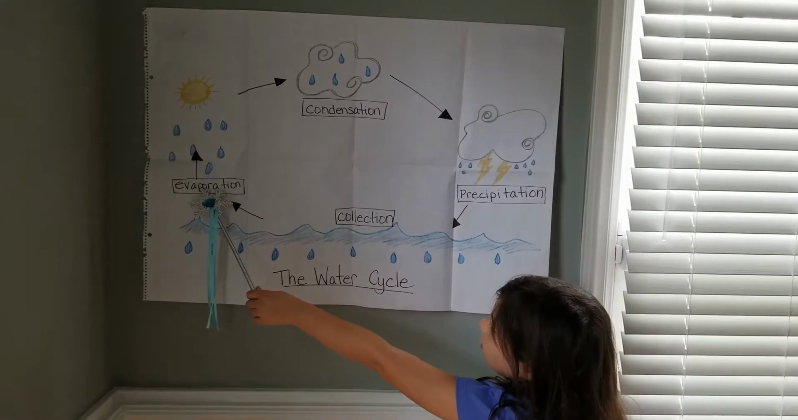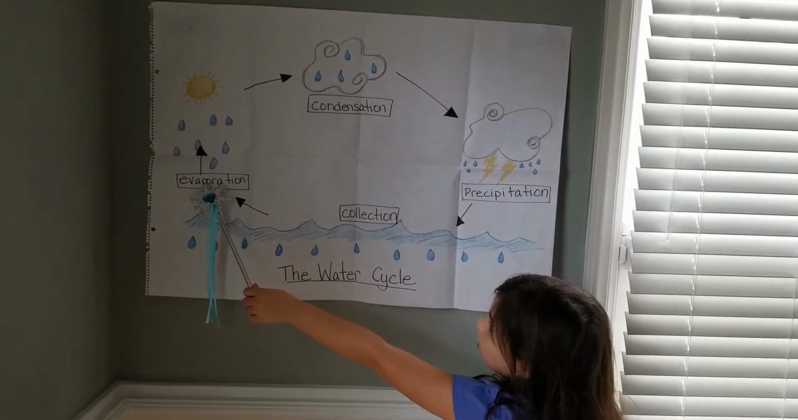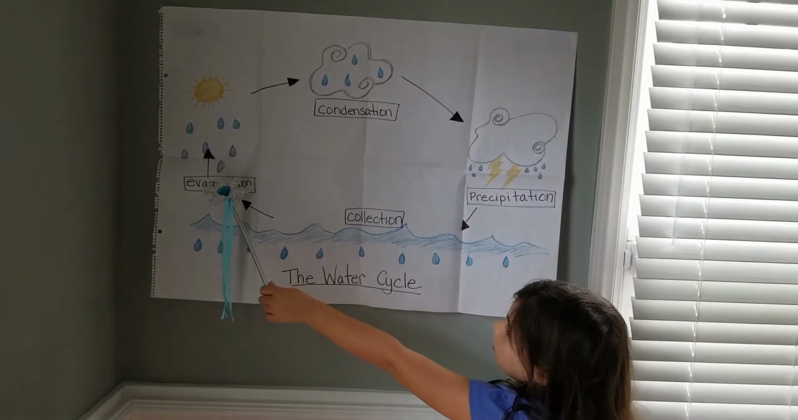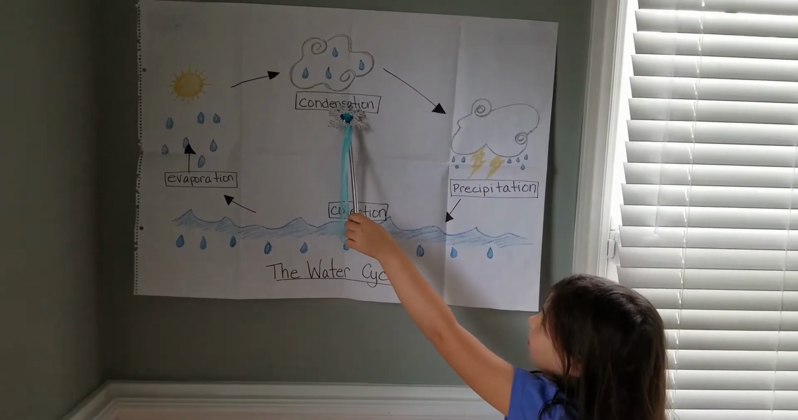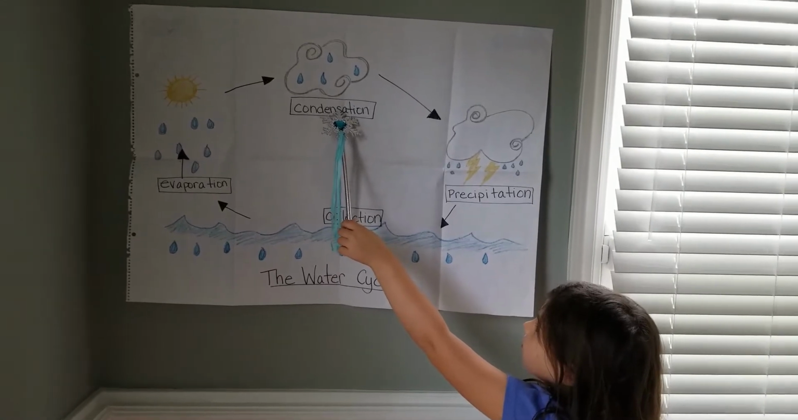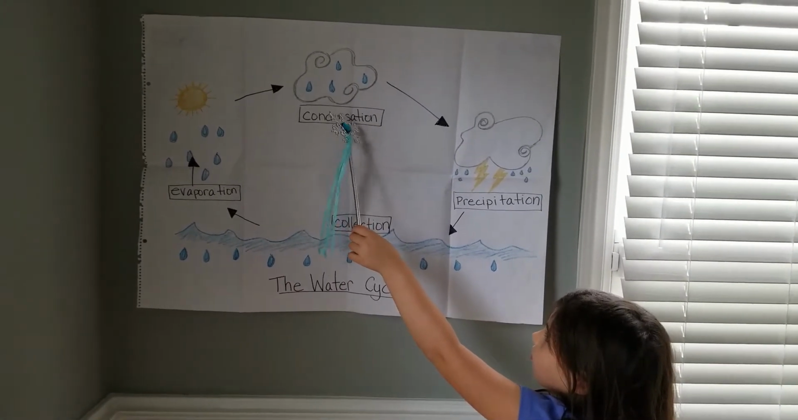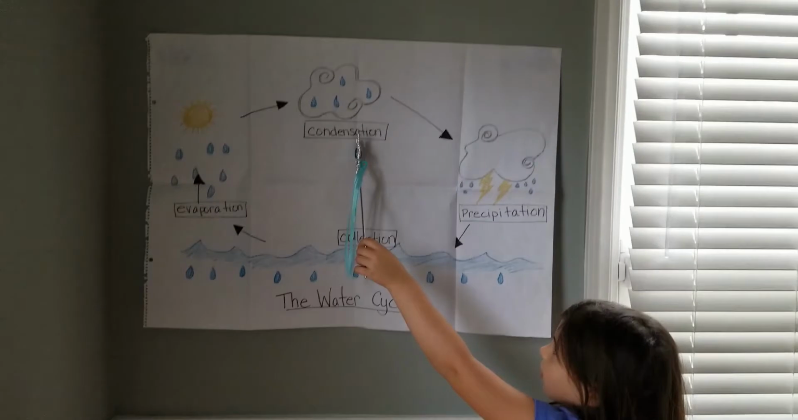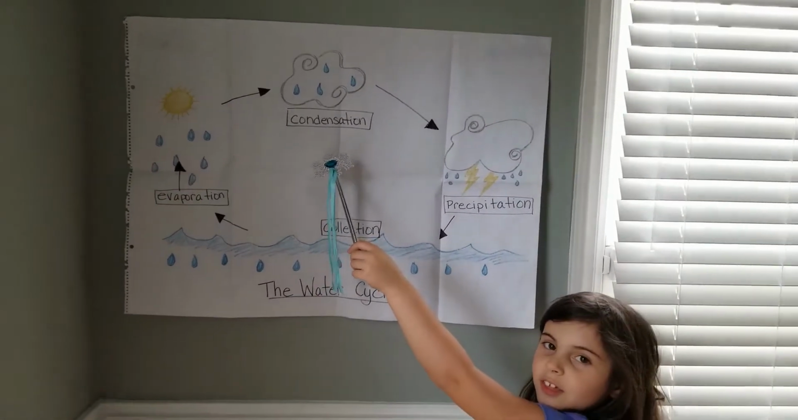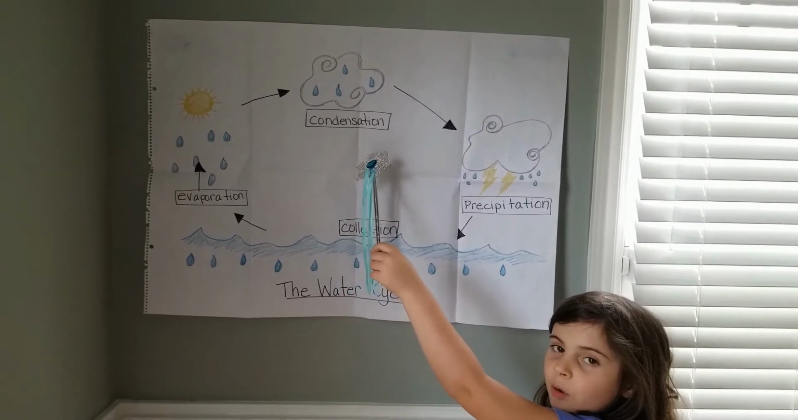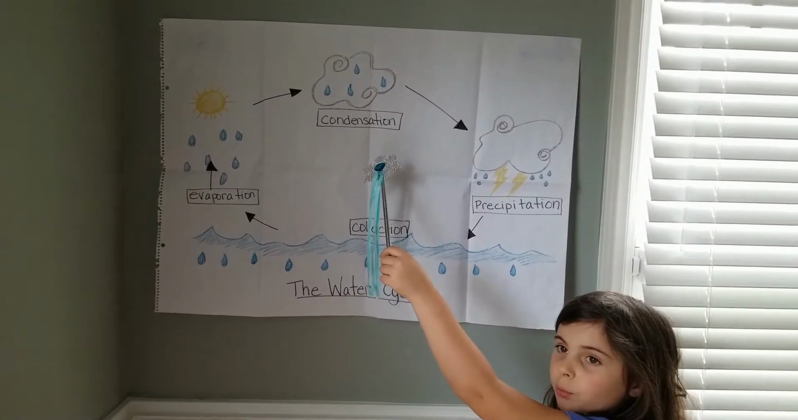So as they evaporate, they go up into the sky and they collect together to form condensation. That condensation is clouds. So when you see clouds in the sky, it's a whole bunch of water droplets all stuck together in the sky, and it's mostly made of water. That's how you know when it's gonna rain.